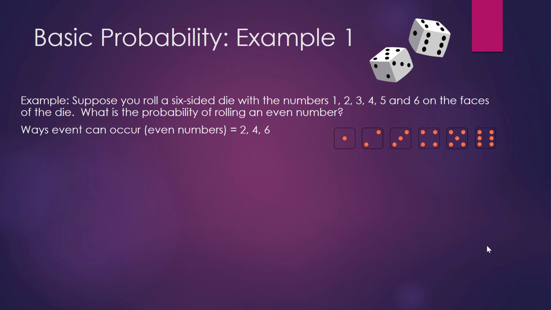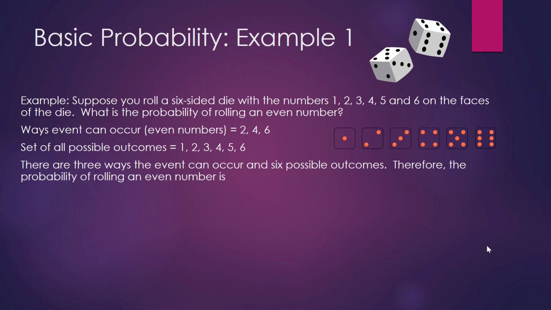The ways that the event can occur, in other words, the number of ways that we can get an even number, are that we could get a 2, a 4, or a 6. So there are 3 different ways that we could roll an even number. Remember, the set of all possible outcomes, or the sample space, is 1, 2, 3, 4, 5, or 6. So there are 3 ways the event can occur, and there are 6 possible outcomes. Therefore, the probability of rolling an even number is 3 over 6. We can reduce this to 1 over 2, or 0.5.